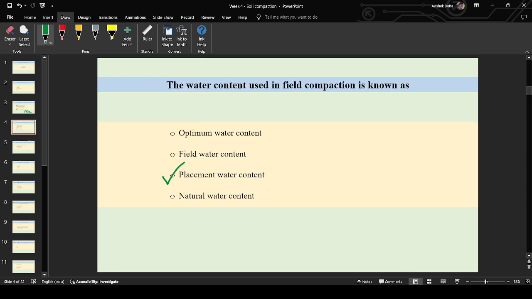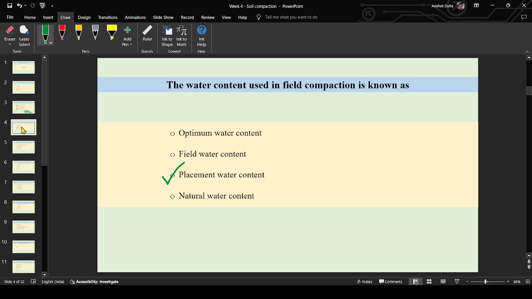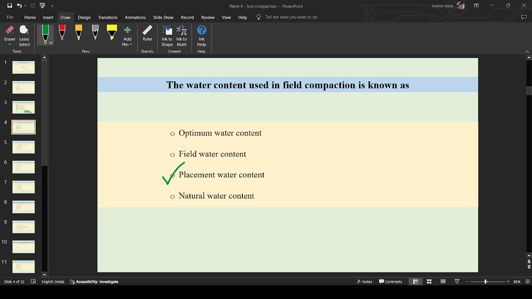Just a moment. Sir, excuse me, sir. Yes, the answer is clear, sir. Placement water content, I have written also, it is correct. But sometimes the placement water content can match with the OMC, can also match with the NMC. Is it correct, sir? Yes, definitely it can match. That's all. As per your question, the answer is C. Just a moment. Someone is joining now.